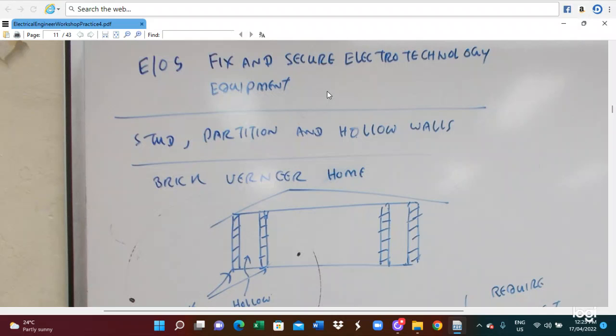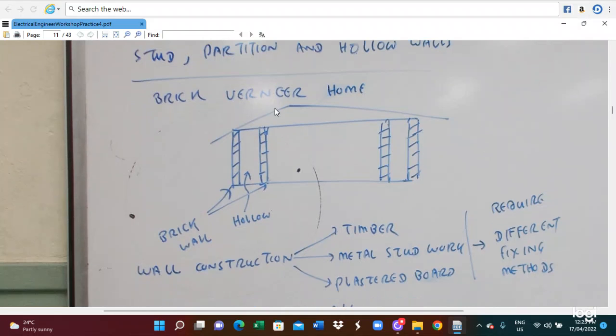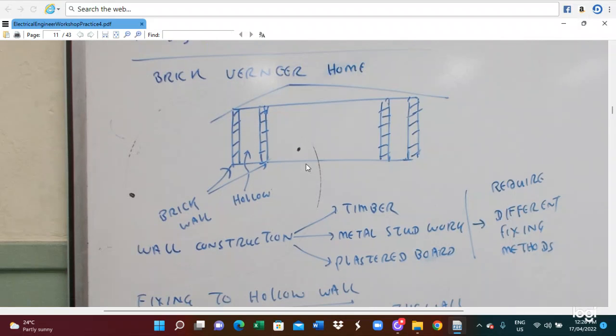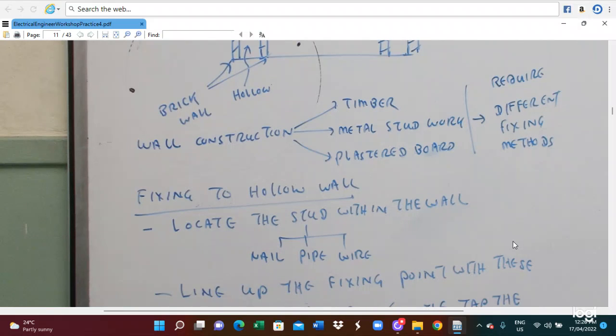Then we also talk about fixing and screwing electrotechnology equipment. In this case we are talking about stud partition hollow walls. This is usually a brick veneer wall, so this is the veneer and this is the hollow. In the hollows we can run electrical wire or plumbing pipes. Wall construction can be timber, metal stud, or plasterboard, so it can require different fixing methods.